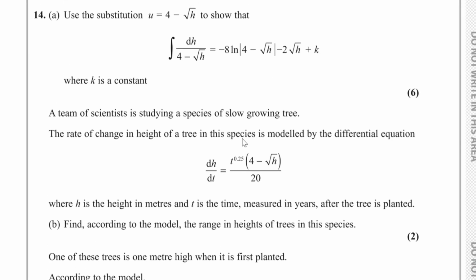Part B of the question. A team of scientists is studying a species of slow-growing tree. The rate of change in height of a tree in this species is modelled by the differential equation dh over dt equals t to the 0.25 lots of 4 minus square root h over 20, where h is the height in meters and t is the time measured in years after the tree is planted. And we have to find, according to the model, the range in height of trees in the species.